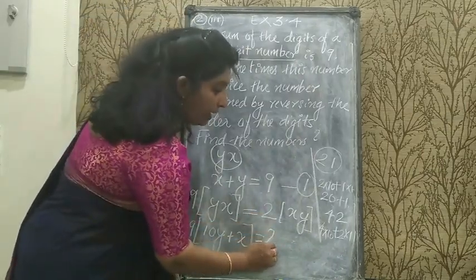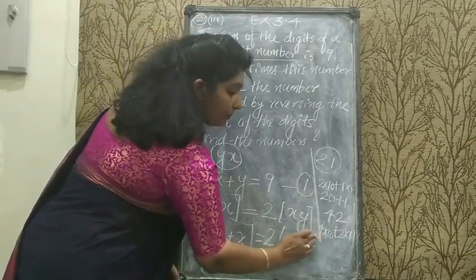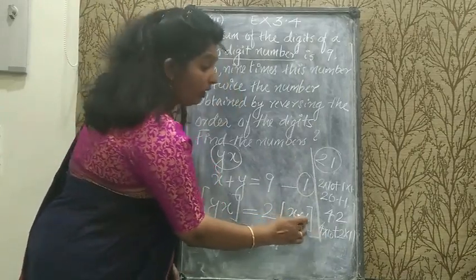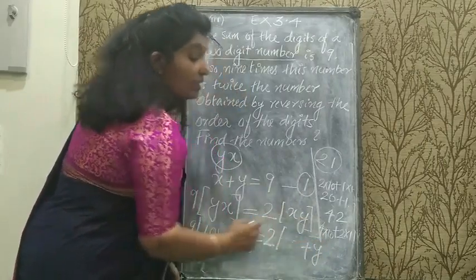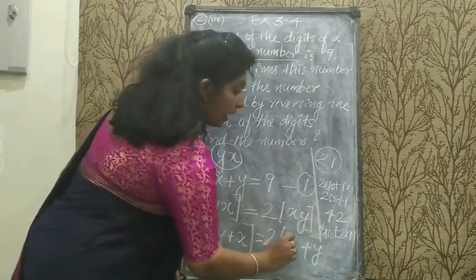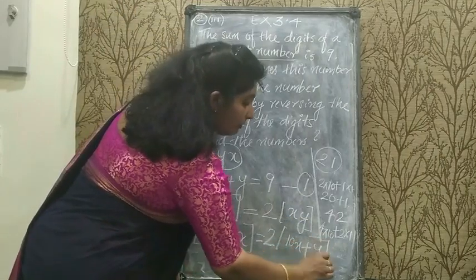Now the expanded form of xy. How can we write it? Y we can multiply with 1, then y into 1 will be y, plus this x can be multiplied with 10, so that will be 10x.